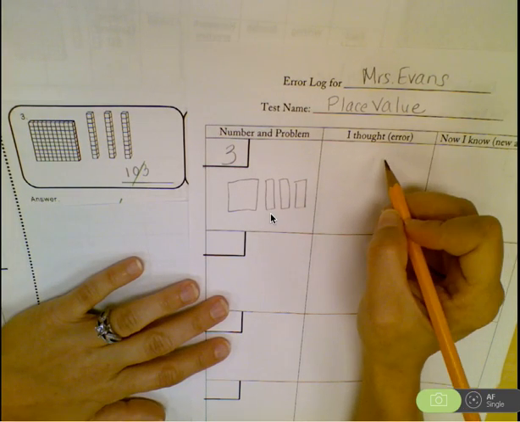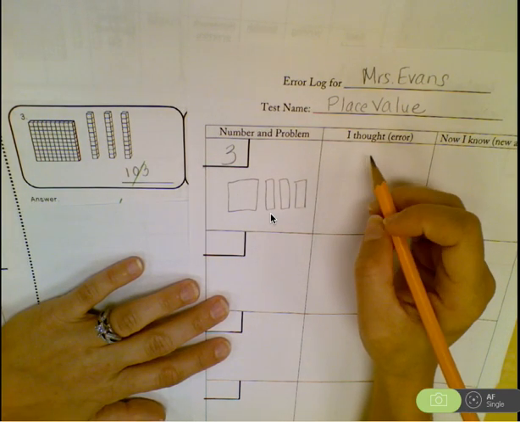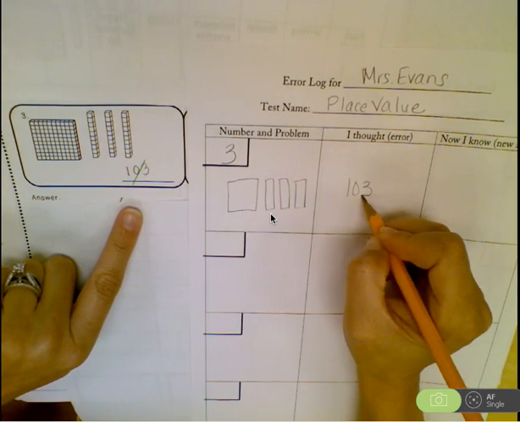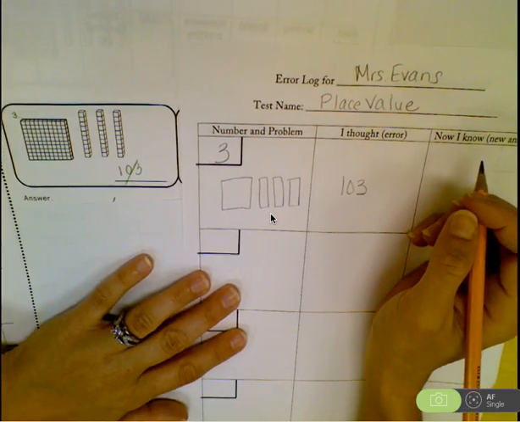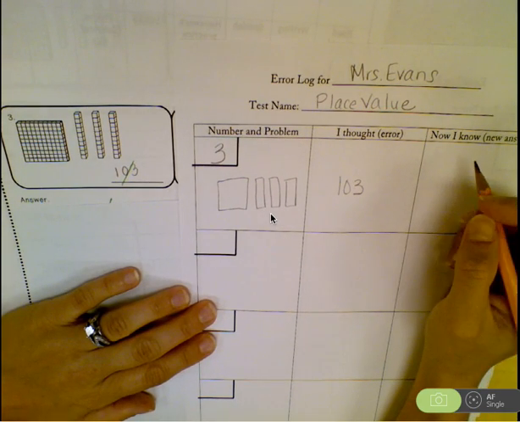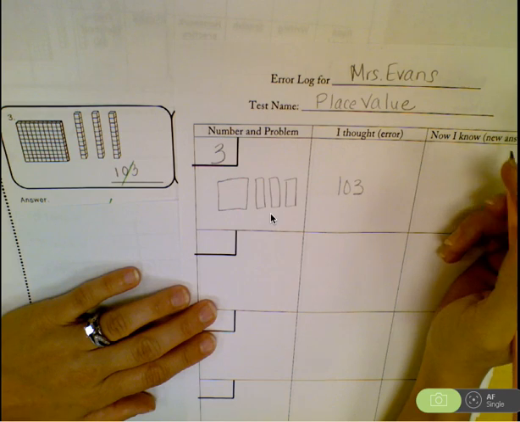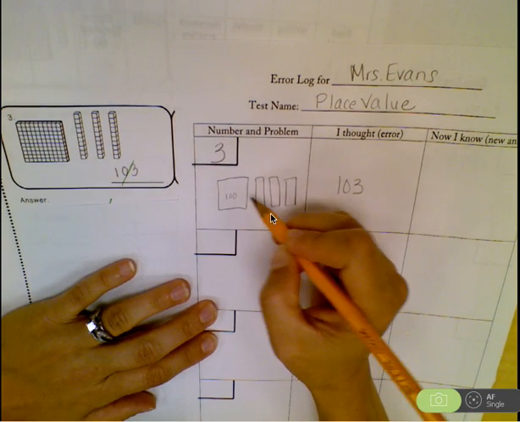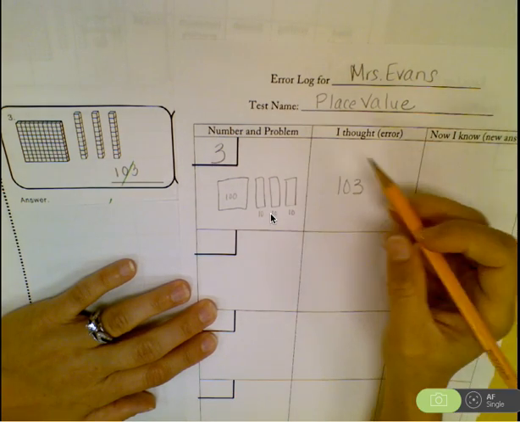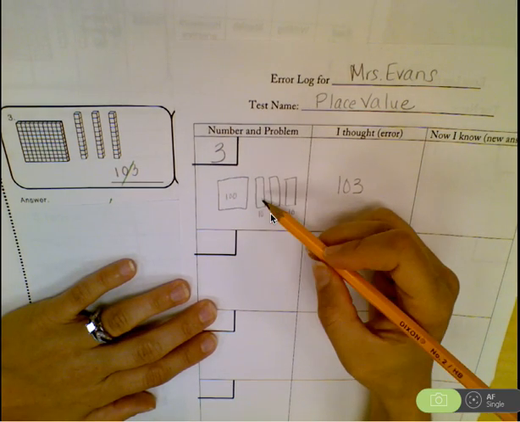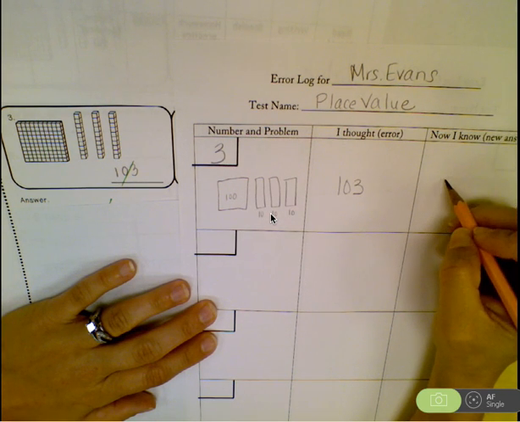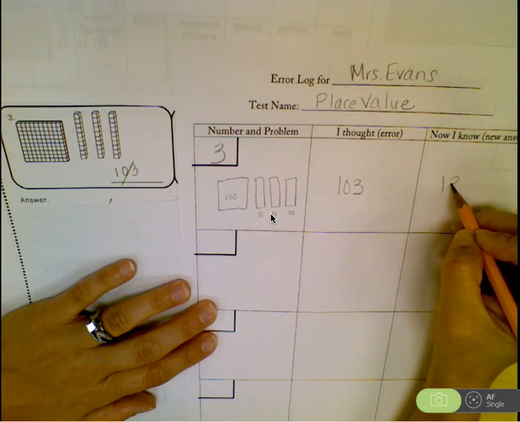Then you're going to write your error. What did you think? Well, I thought my answer was 103. But obviously that is incorrect because it has a green marking on it. So then you're going to think, what have I learned in class? What do I already know? Well, I already know this is worth 100. I know this is worth 10. That's worth 10, and that's worth 10. So this is worth 100, 110, 120, 130. So it's actually worth 130.